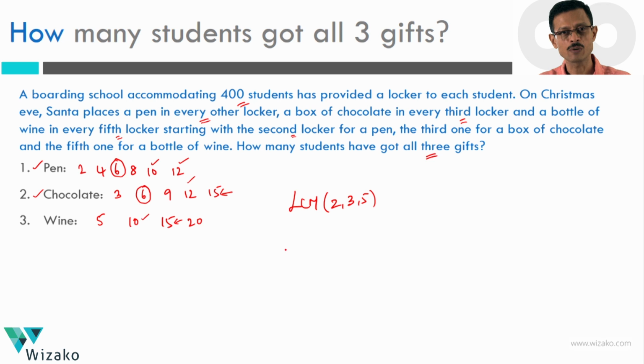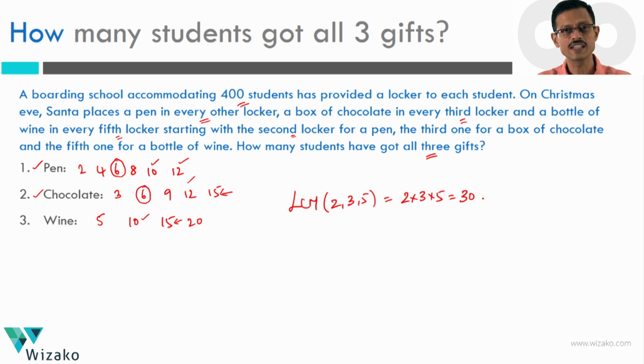Using the prime factorization method, we would have prime factorized these numbers. 2, 3, 5 are all prime numbers. Therefore, the LCM is going to be equal to 2 into 3 into 5, which is equal to 30. So quite honestly, if you had listed down for a while, you would have figured out that 30 is the first number that comes in all of these 3 lists. Right? So even if you did not figure out the theory, you should have got the answer. Now the 30th locker has got all the 3 gifts.